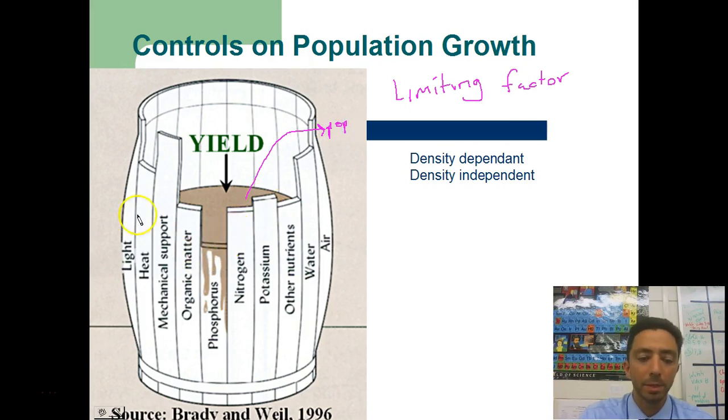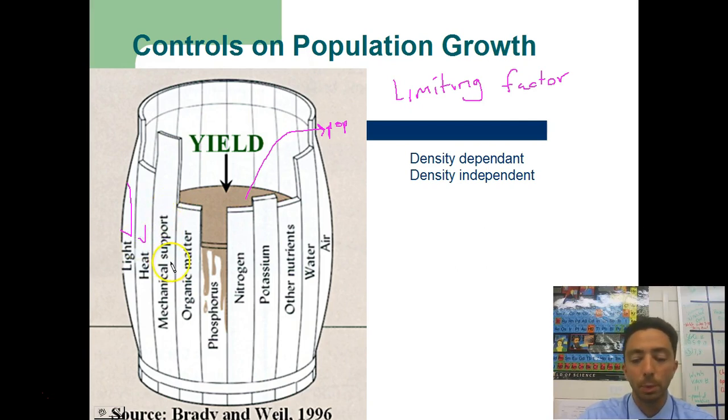And so you can see some of the things this organism needs to live. We're probably talking about a plant here, right? Because it needs light, something that photosynthesizes. It needs heat, right? Most plants can't grow in the tundra. So this plant needs some sort of heat.